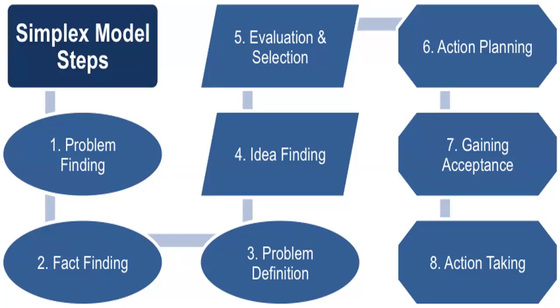The simplex method steps are, first of all, we find the problem, then we find the facts, then we define the problem, then we define the idea that can solve the problem. We evaluate the idea and we select the best idea that can give us the optimal solution. Then we perform the action for planning. Then we accept what we want to gain. And in the last, we take the decision and we implement it.